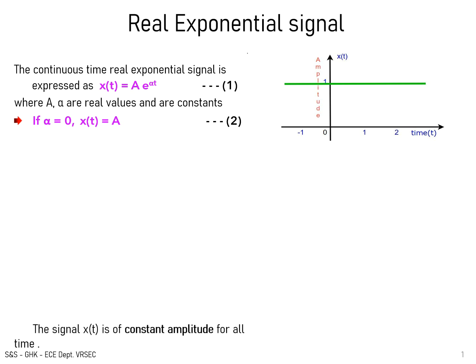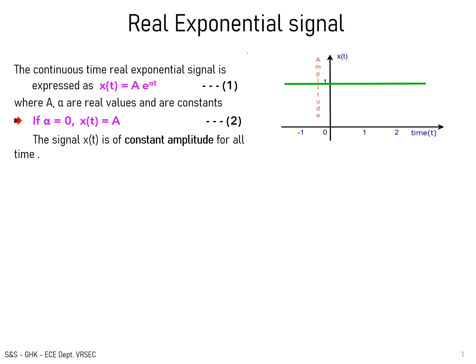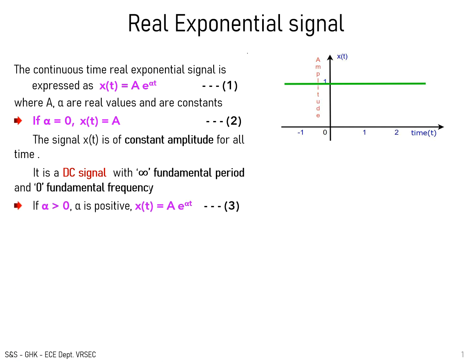equal to A. Therefore, since the amplitude of the signal is constant over the entire time axis, the signal is represented as a DC signal. Therefore, we can call it a DC signal with infinite fundamental period and 0 fundamental frequency.